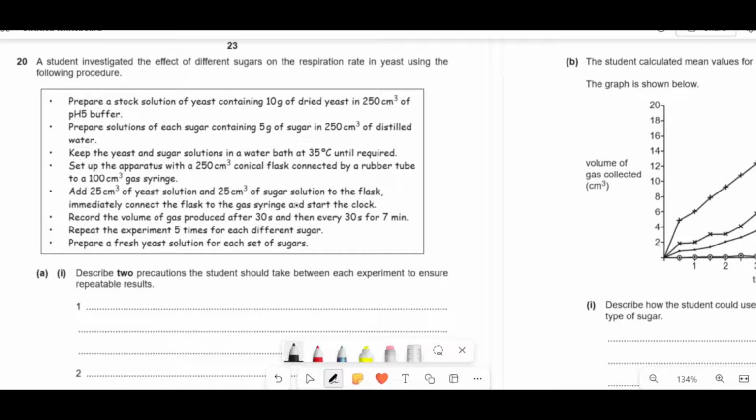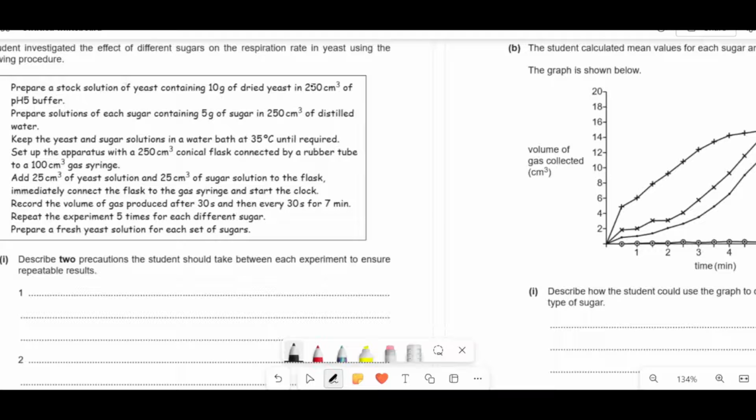So what you change, what you measure. Obviously you could argue, yes, they are changing sugars and the respiration rate in yeast, but let's narrow it down to what they're actually measuring. If we look here, it says prepare a stock solution of yeast with dried yeast. They prepare solutions of sugar, so the independent variable, what they're changing, is the sugar. It is just different sugars, fine. Dependent is what they're measuring.